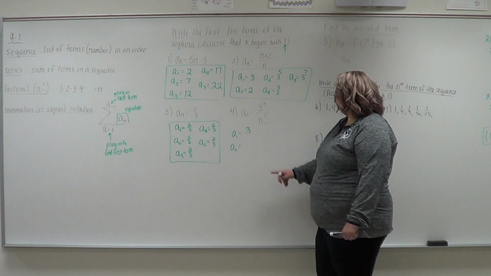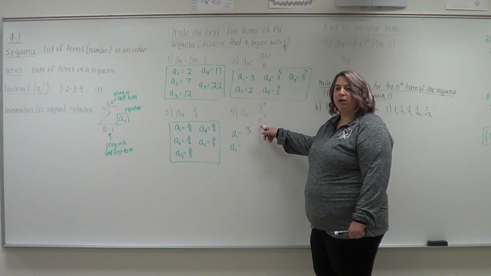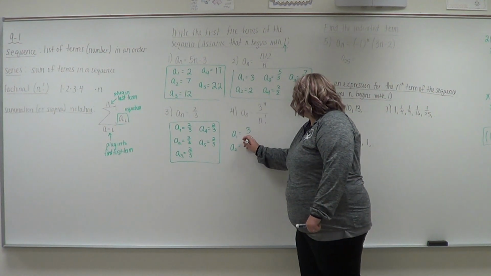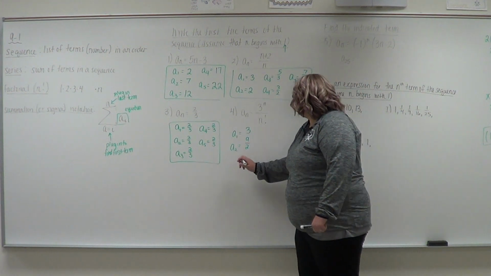If I want to find A2, 3 squared is 9. 2 factorial, that's 2 times 1, which is 2. So this would be 9 divided by 2. If you want to put 4.5, that's fine.